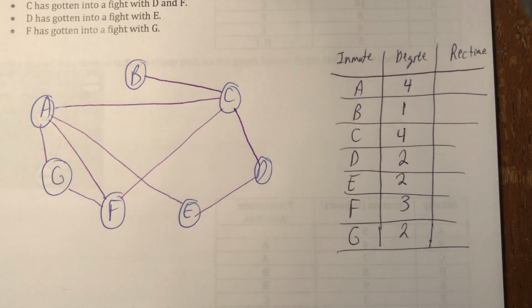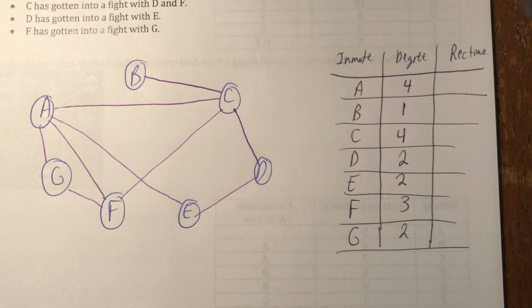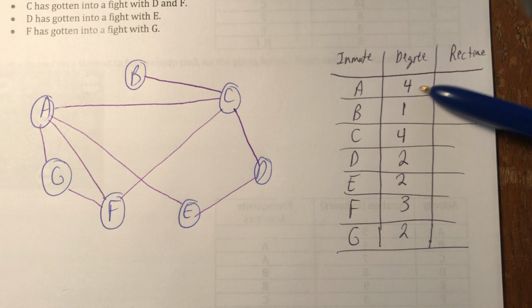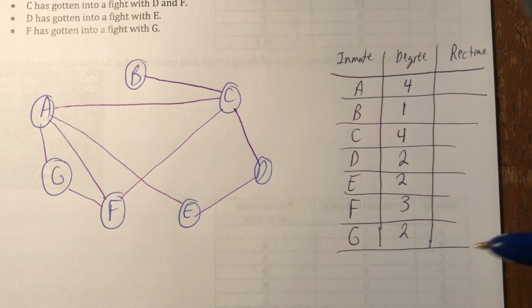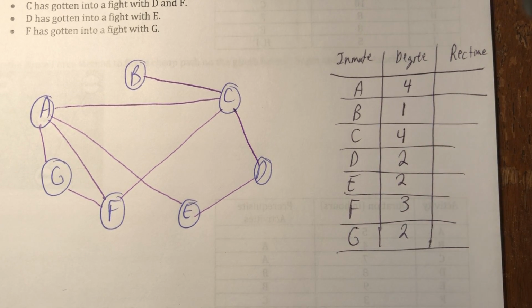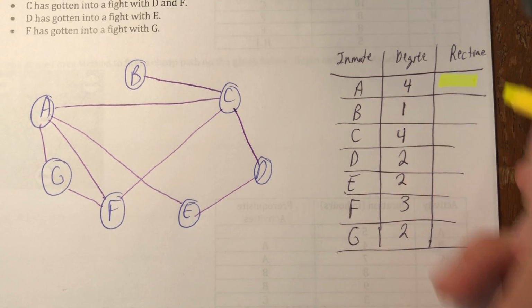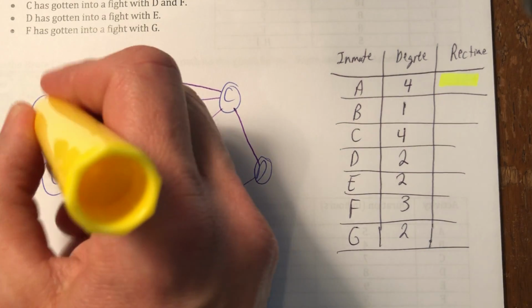Hopefully there's only 2 rec times. Otherwise, I don't have enough colors. Oh, well. All right, so I'm going to pick the highest number that I see, which actually is a tie between A and C, and that's okay. That's totally okay. So I'm just going to pick one. I'll just start with A. And I'm going to say that person A has the yellow rec time. So I'm going to color A yellow.